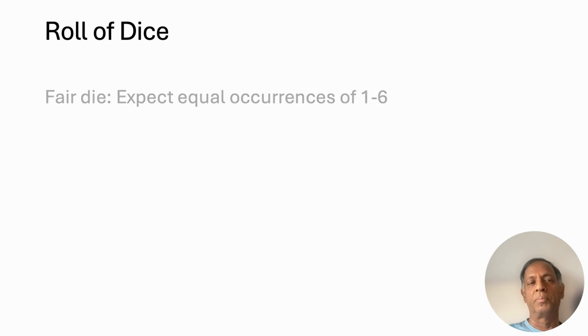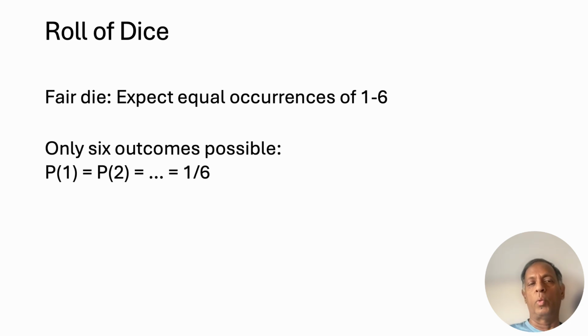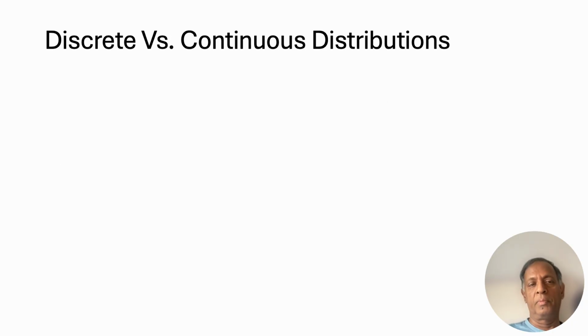Similarly, we can consider the roll of dice. That's another common thing that is used in examples of introducing probability. And of course we know that a common die has 6 sides and that all sides are equally probable, equally likely to come through. And again, that's why we use dice in games. So a fair die, of course, we expect an equal number of occurrences of the die faces 1 to 6, which means there are only 6 outcomes possible, 1, 2, 3, 4, 5, 6, and the probability of 1 equals probability of 2 equals, etc., 1/6. Okay, so that's the idea of a discrete probability distribution.